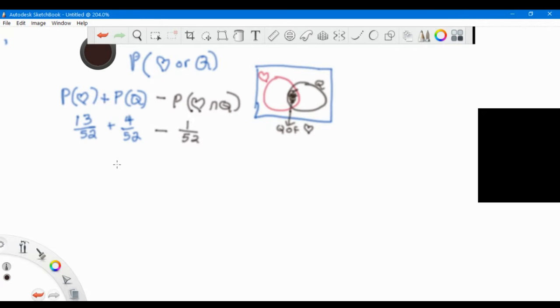And so we're going to add these together. 17, take away 1 is 16 chances out of 52, which simplifies by dividing by 4. 4 chances out of 13. And there you have it. Perfect.